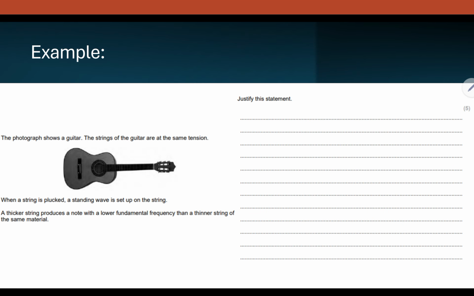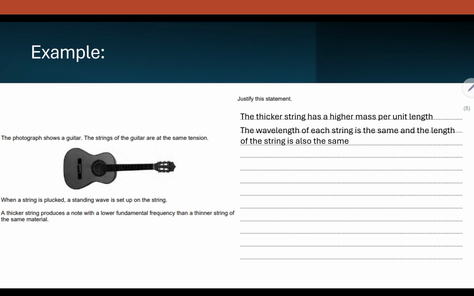So now we go into the second example exam style question, where it states, when a string is plucked, a standing wave is set on the string. A thicker string produces a note with lower fundamental frequency than a thinner string of the same material. Justify this statement. So the first point is, the thicker string has a higher mass per unit length, and the wavelength of each string is the same, and the length of the string is also the same.